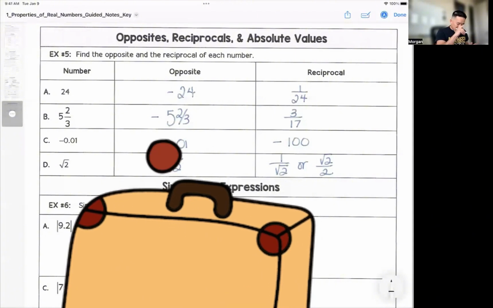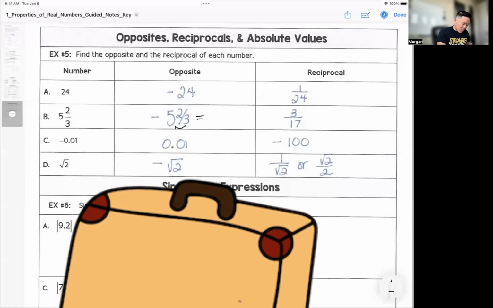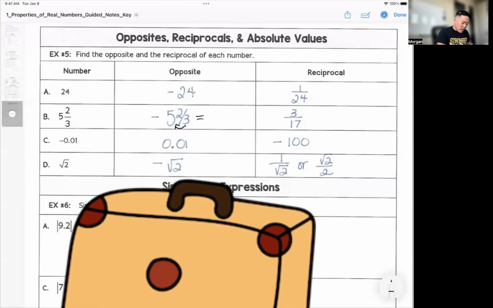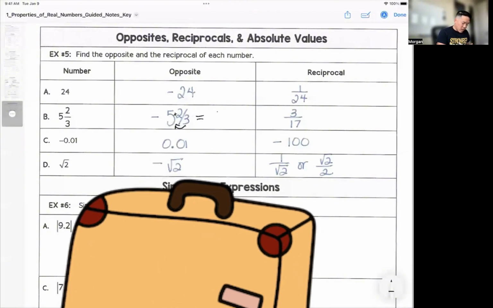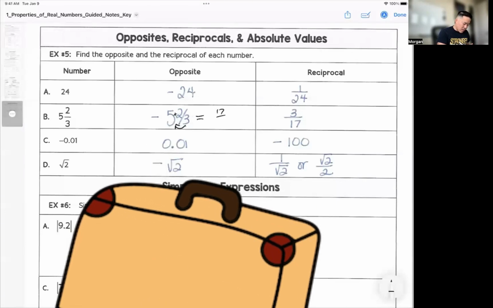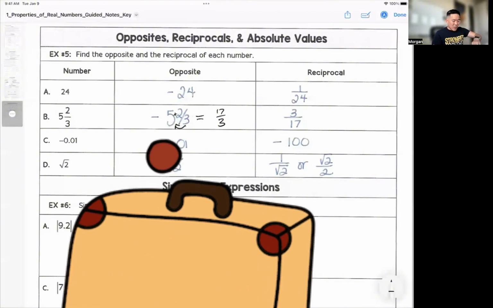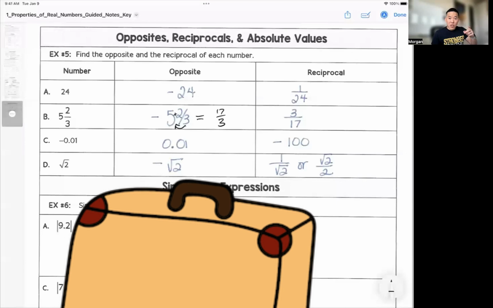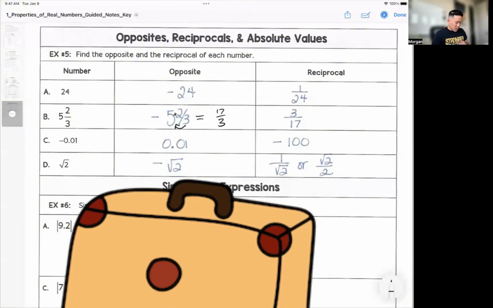This one might be a little bit tricky in the sense of what is this guy equal to? Well, if you remember how to turn a mixed number into an improper fraction, you multiply those two, you get 15. And then you add 2. So then you get 17. So this is equal to 17 over 3, right? I'm ignoring the negative for a moment. And then for the reciprocal, I just have to switch places with the numerator and the denominator. Again, opposite, reciprocal, right?